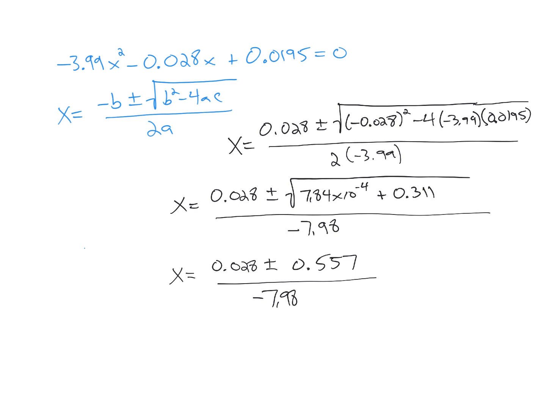Alright, and so then the two solutions that I will get: 0.028 plus 0.557, and then divided by negative 7.98 gives me, for my first solution, negative 0.073. And for my second solution, when I do 0.028 minus 0.557 and divide that by the negative 7.98, I get positive 0.066. Alright, so we'll take these two solutions and go back to the equilibrium problem.